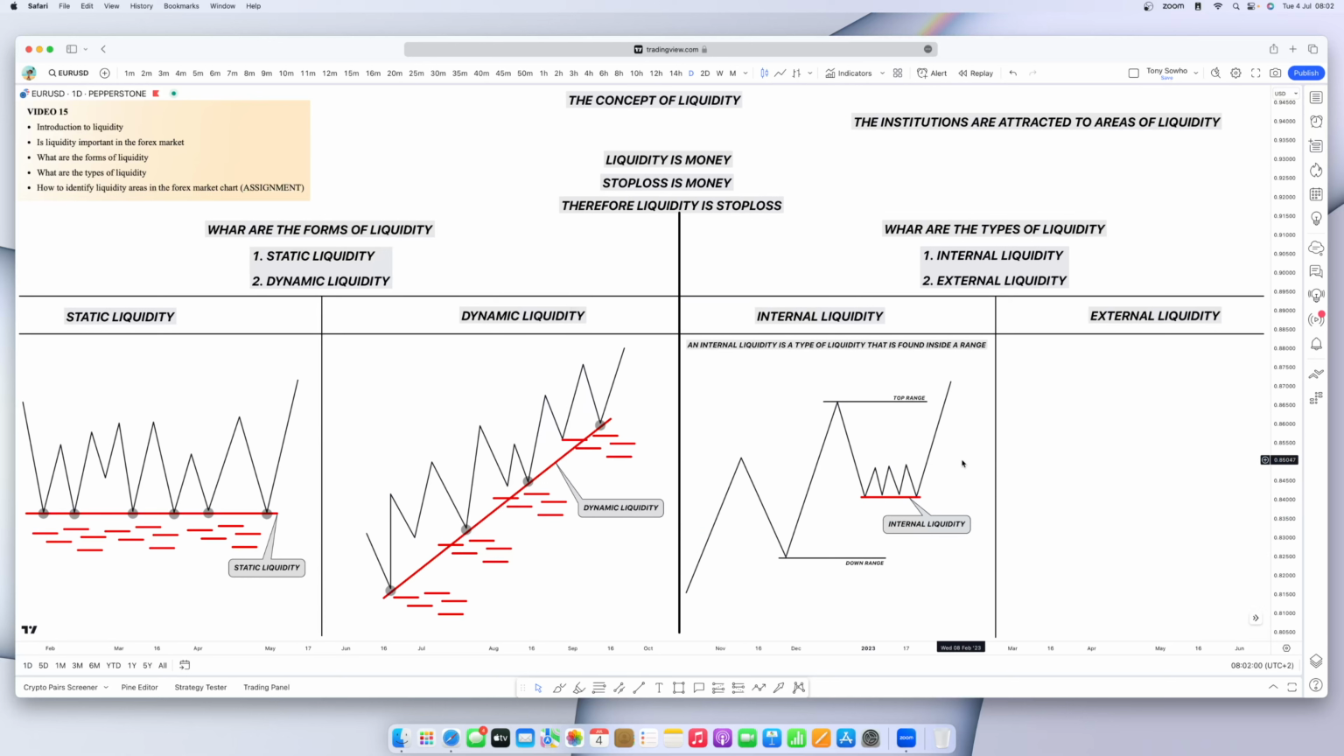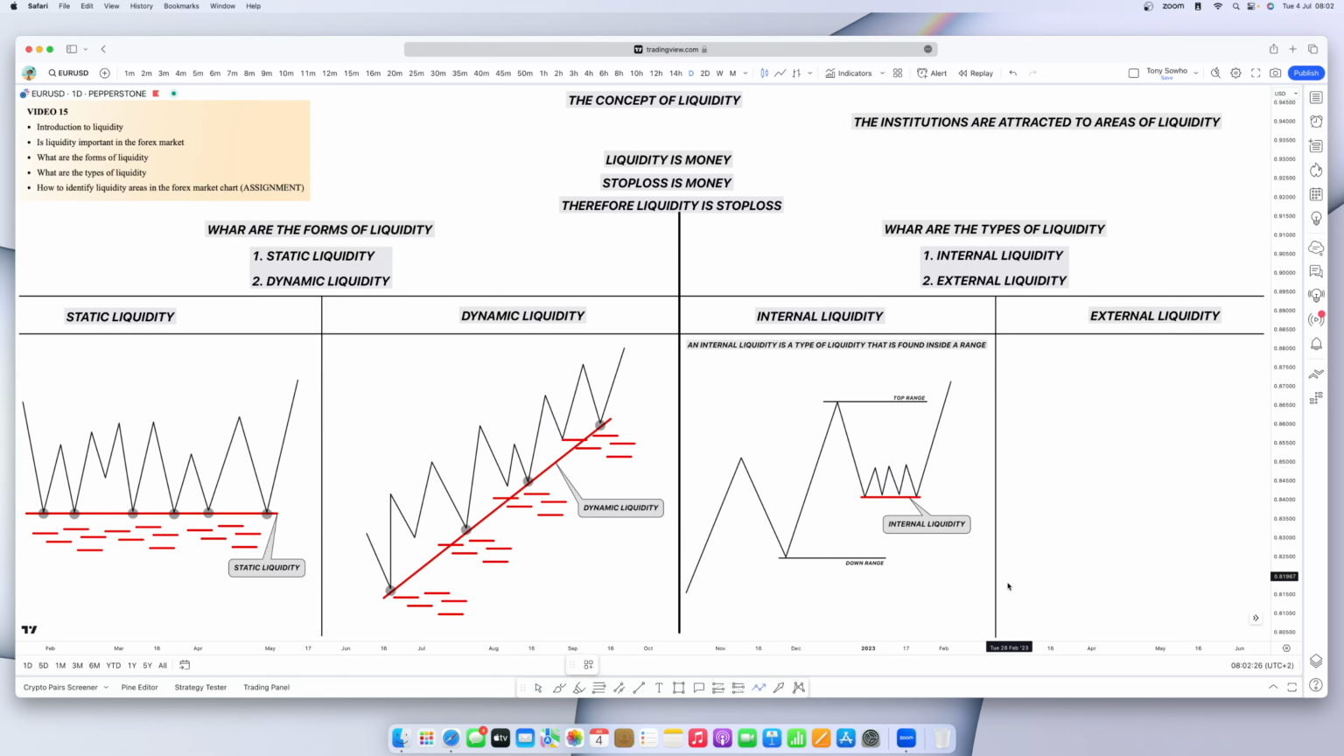But now, what form of liquidity is this? Come back here. Oh, this is a static liquidity. So you see it now? Internal liquidity can be static liquidity, but this is a form of liquidity that is static. And this same internal liquidity can be dynamic. So let me quickly give you an example of what a dynamic internal liquidity will look like.